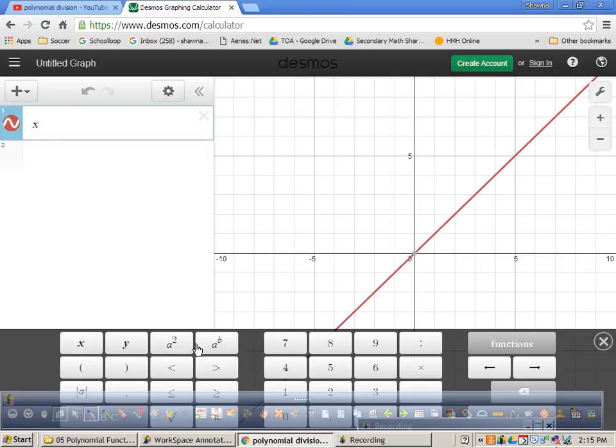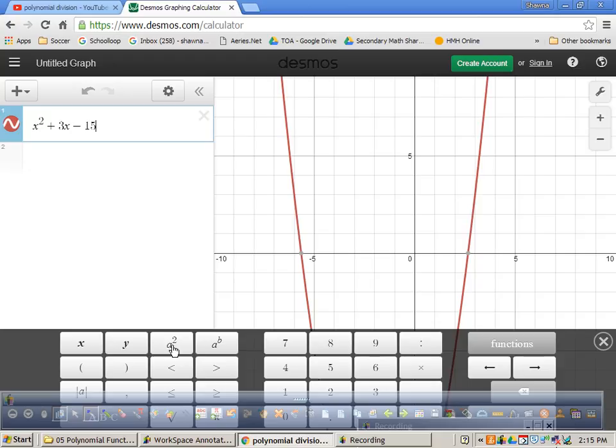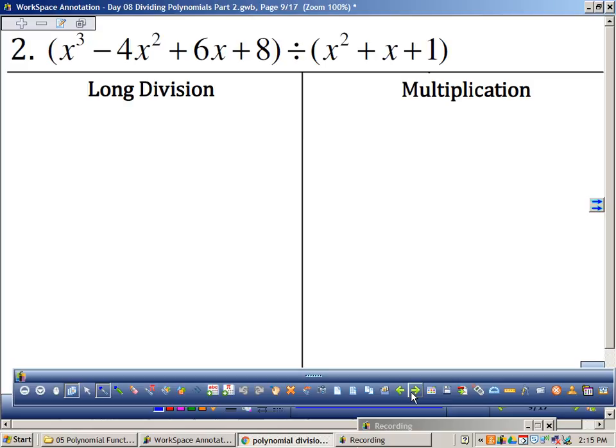All right, guys, x squared plus 3x minus 15, is that what I said? Let's check it out. It crosses at, I can't even see that, negative 5.6 and 2.6. So is negative 2 a factor? It's not. It's not a factor. Okay? So that's one way of checking.